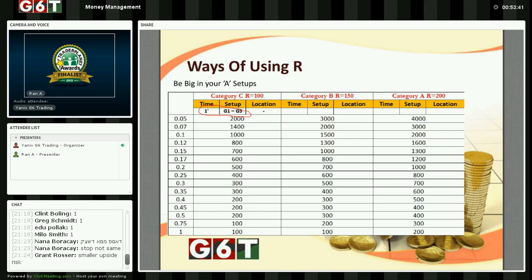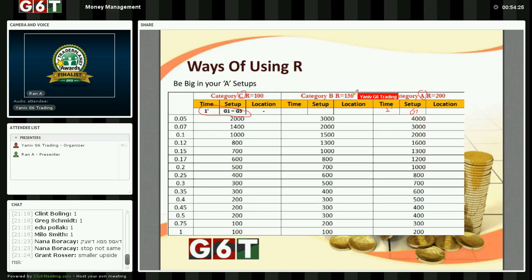It means that you looked at your statistics and you saw that 1 minute G1 trade on a tier 1 gap, for example, in our strategy, works less than 2 minute G1. So what I will do, I will call A trades, category A, and C trades, this kind of trades. And on my best setups, I would be bigger. That's the whole idea. Be bigger on your best setups, on your A setups. Be bigger on the setups that give you more profits.